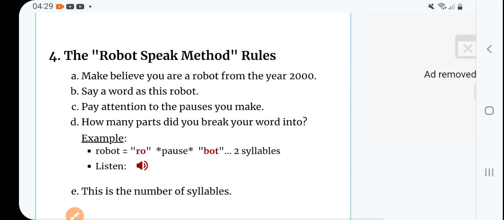Then the robot speaking method. Suppose we are a robot and I speak this way, so that's a robot, when we have to pay attention to pauses, right?